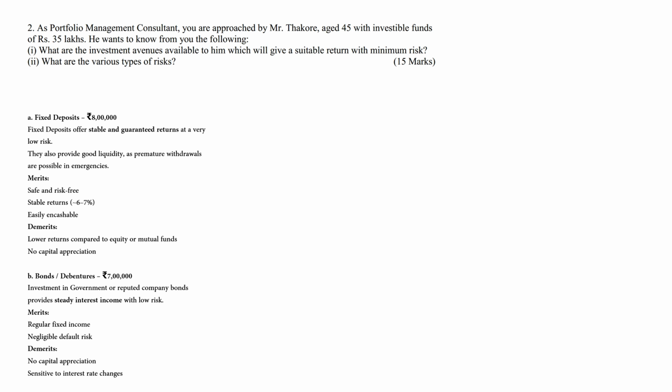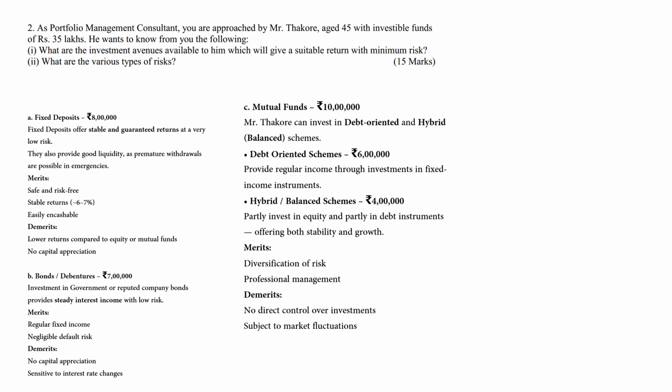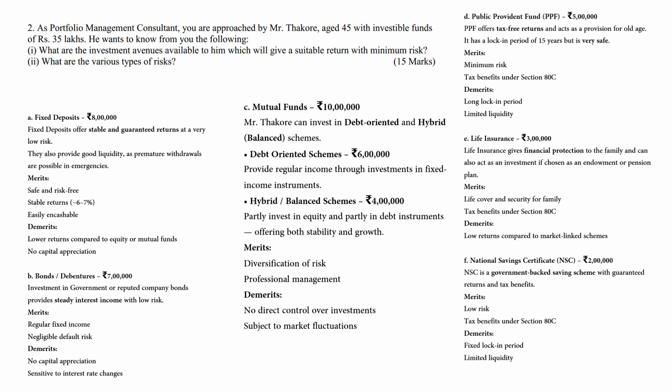For bonds and debentures, 7 lakhs. Investment in government or reputed company bonds provides steady interest income with low risk. The merits are regular fixed income and negligible default risk, and demerits are no capital appreciation and sensitivity to interest rate changes. Mutual fund, 10 lakhs. So Mr. Thakur can invest in debt-oriented or hybrid funds, so debt may be 6 lakhs and hybrid is 4 lakhs. Merits: diversification of risk, professional management. Demerits: no direct control and subject to market fluctuation.